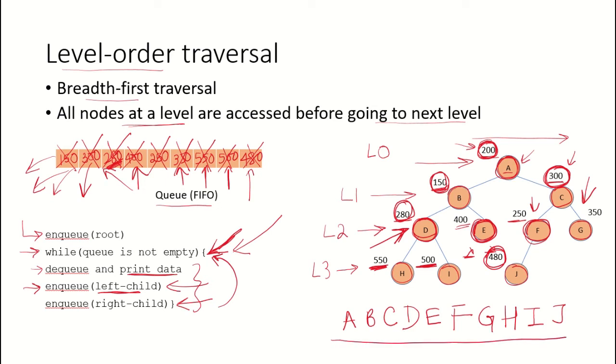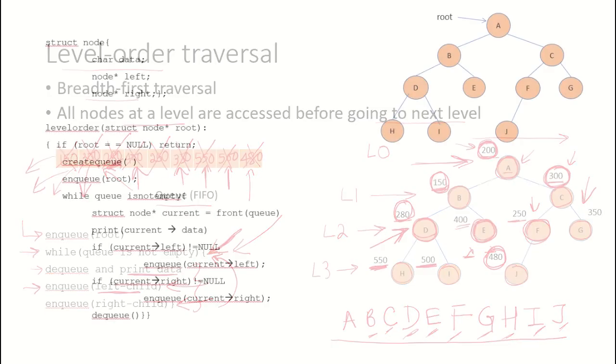So this is the level order traversal, and you can see that at level 0 we had node A, then at level 1 we had B and C, at level 2 we had D, E, F and G, and at level 3 we had H, I and J. So this is how level order traversal works.